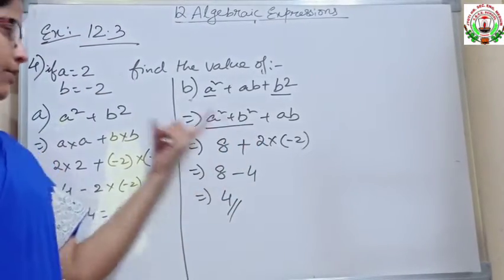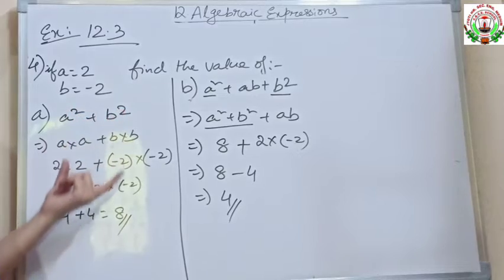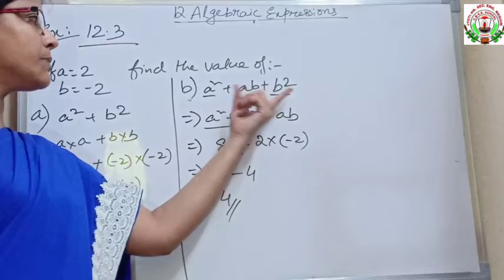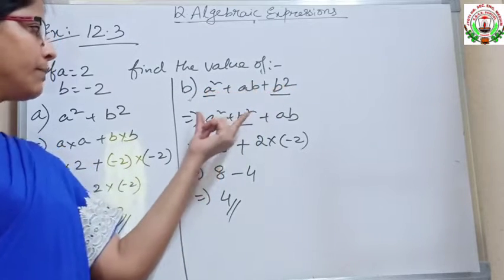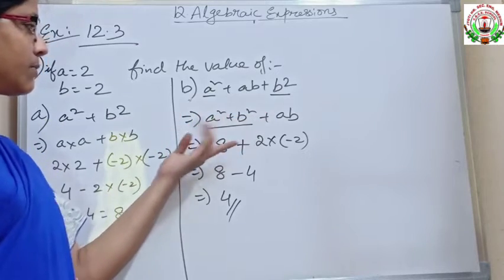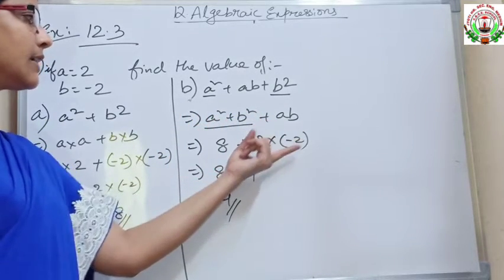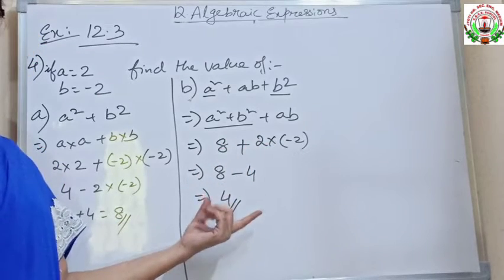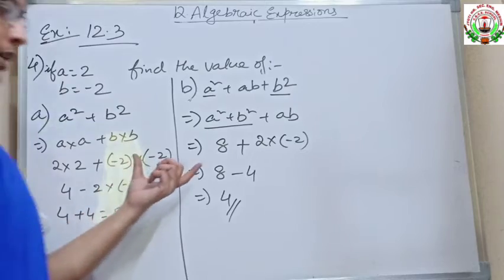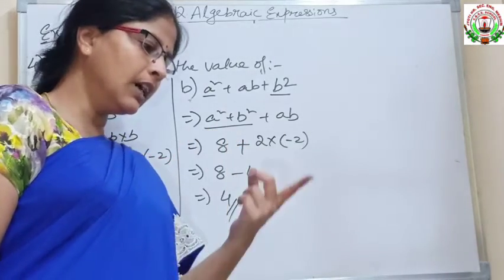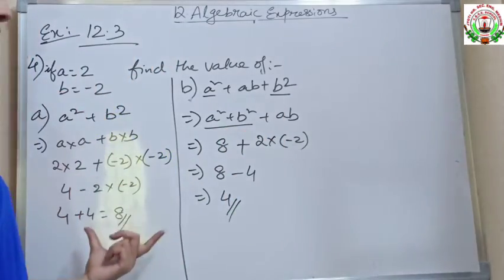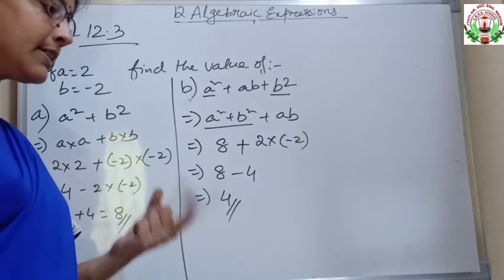In the B part, first I have solved a square plus b square and got the answer as 8. Second part, they have given a square plus ab plus b square. So for the value of a square plus b square, which I have solved in the first one, I have replaced it with 8 and ab as 2 into minus 2, and I have solved it. So I have got the answer very easily. So this is your fourth question. The third part I have left for you, that is a square minus b square. In the same way as a square plus b square, you have to solve your a square minus b square.